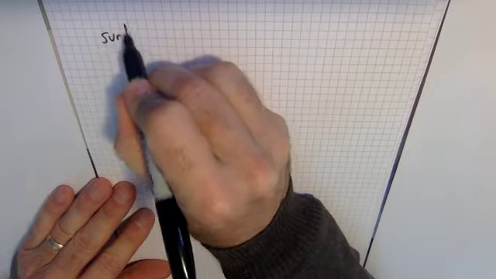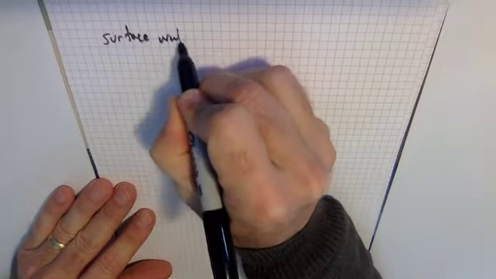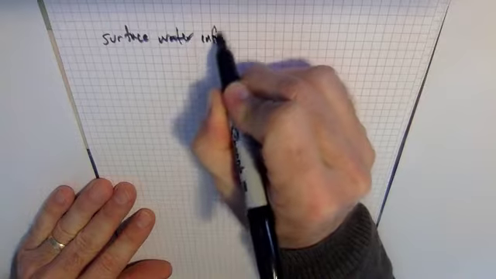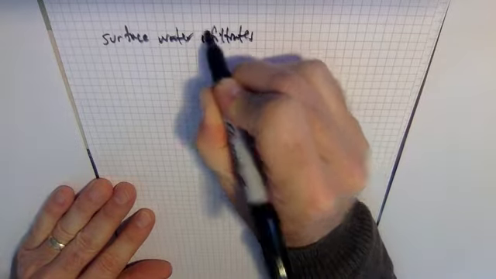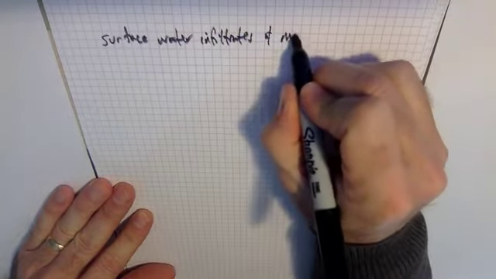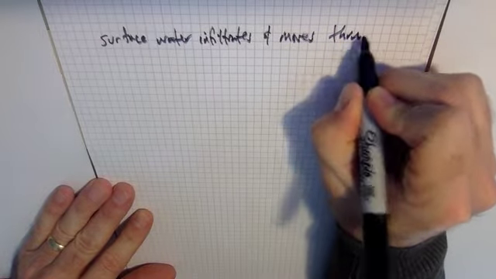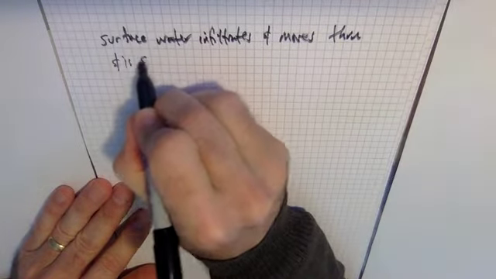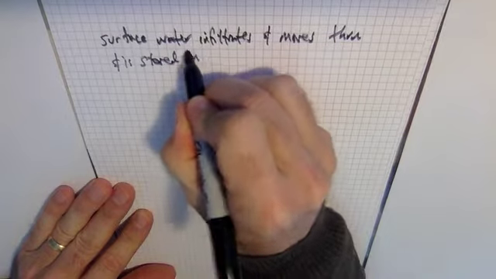So surface water infiltrates and moves through and is stored in pores.